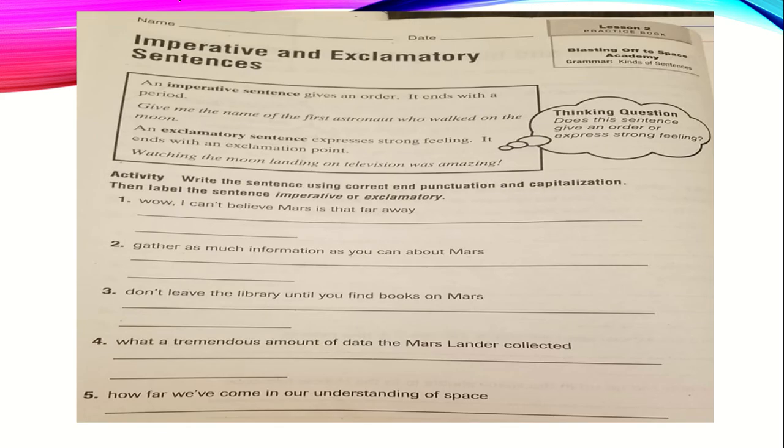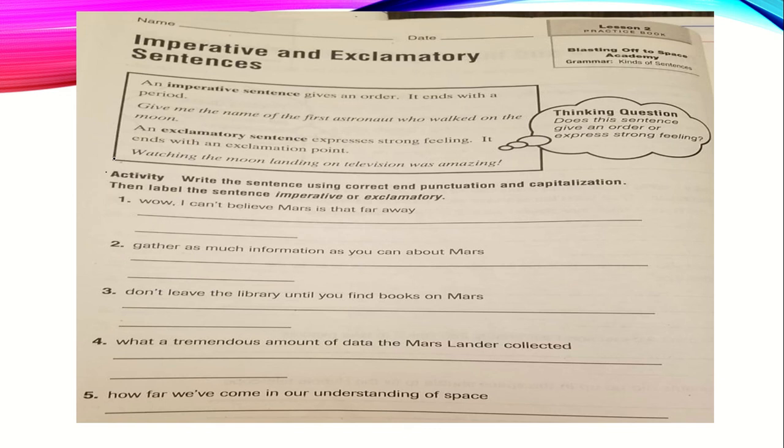Let's go to page 20. Now we're going to review imperative and exclamatory. Imperatives are orders or commands that begin with verbs, and exclamatory sentences are the ones that show feelings or emotions. Okay? Activity. Write the sentence using correct end punctuation and capitalization. Then label each sentence imperative or declarative.